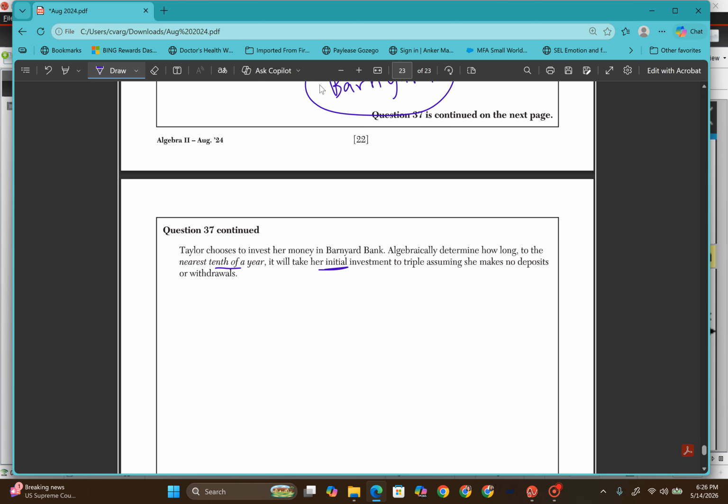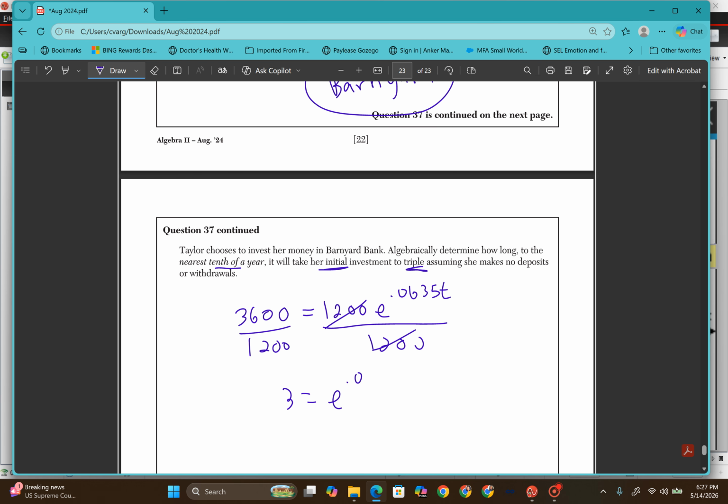Okay. So her initial was 1200. So what is that tripled? 3600. Okay. So she's using Barnyard. So that's e to the 0.0635t. So we want to know how much that is. You can do nSolve here. I'm just going to show you how to do this algebraically. Divide both sides by 1200. So you get 3 is equal to e to the 0.0635t. How do you get rid of e?